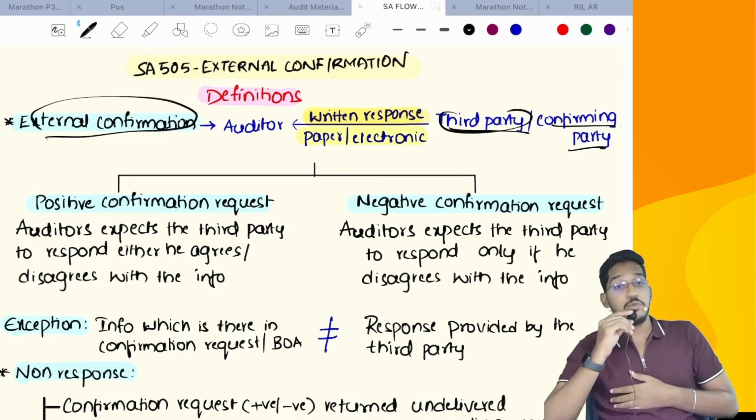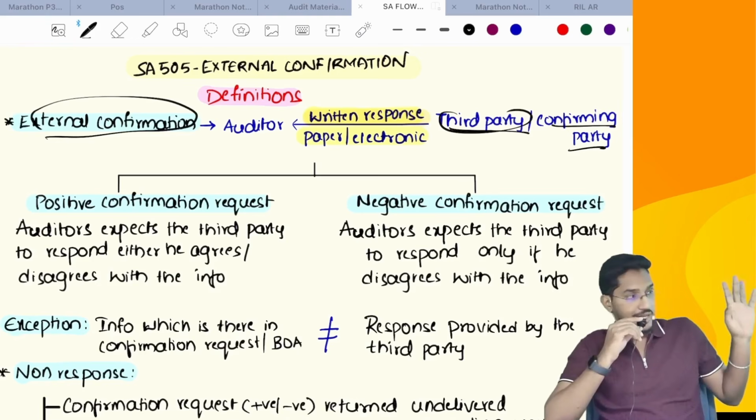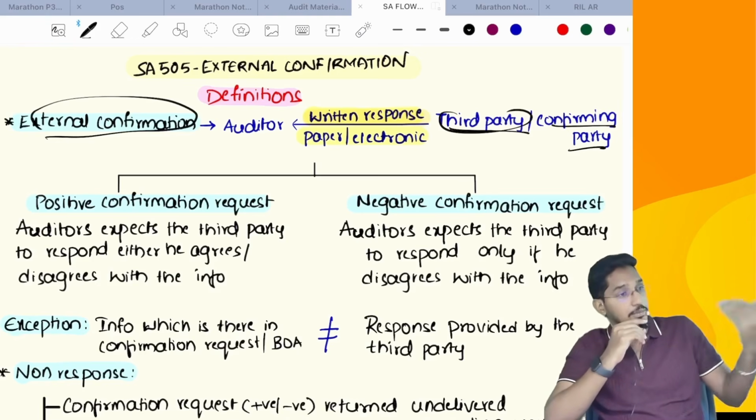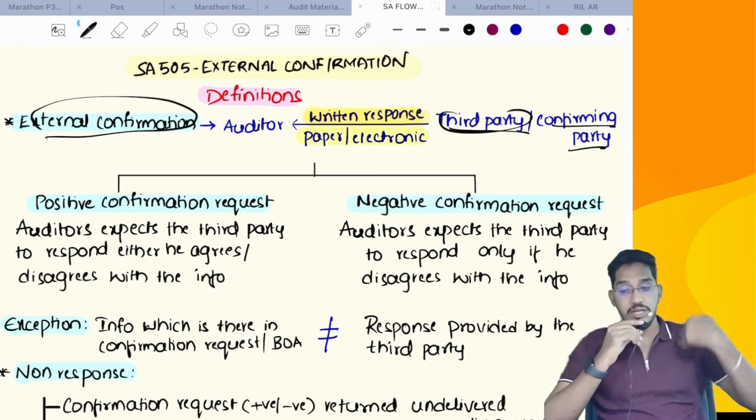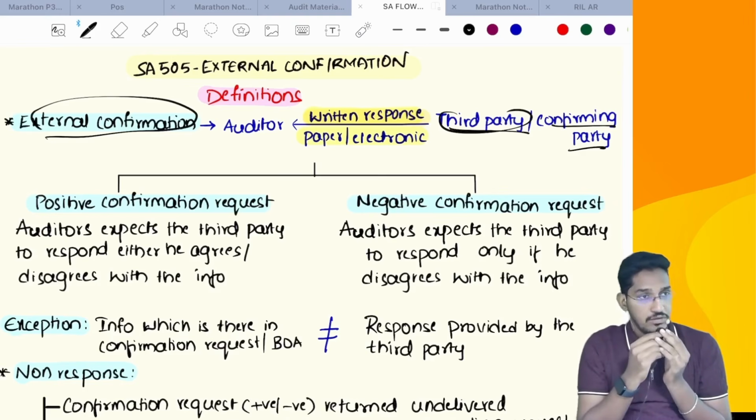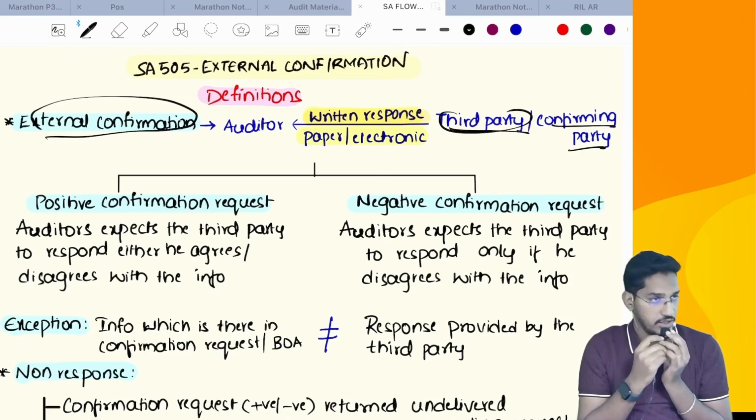Because here also I will get a response. I'm expecting a response in all the cases. I'm not asking him yes or no. I'm asking him to directly provide information. So there also I'm expecting a response in all the cases, no. So that will also fall under positive confirmation request.